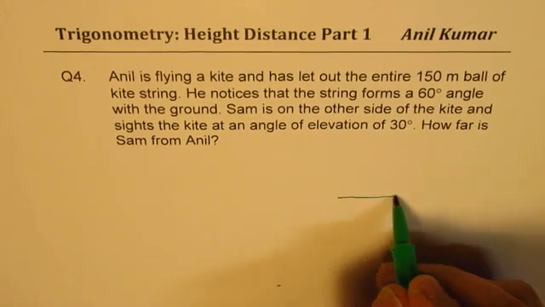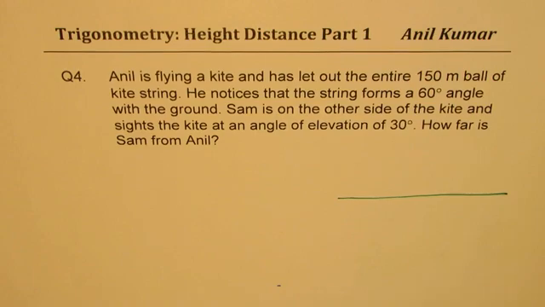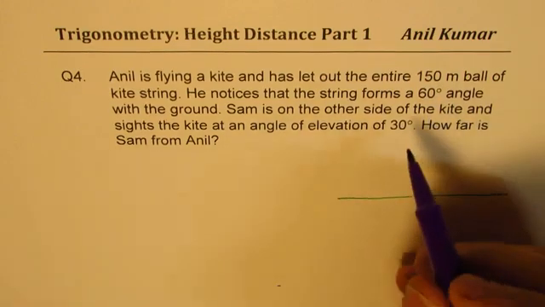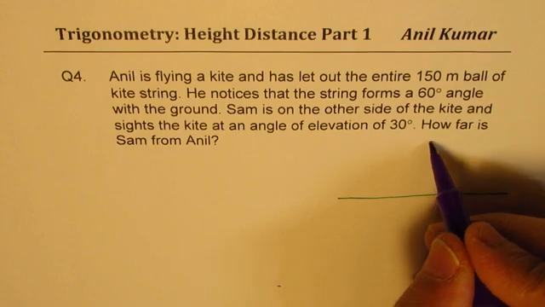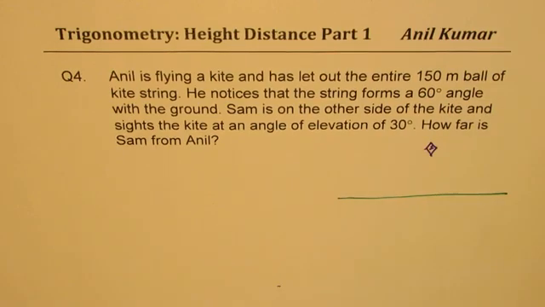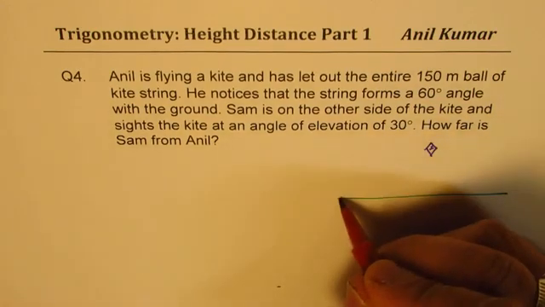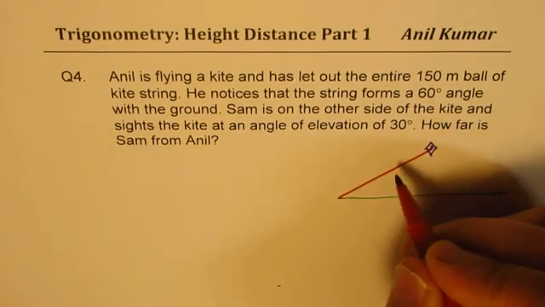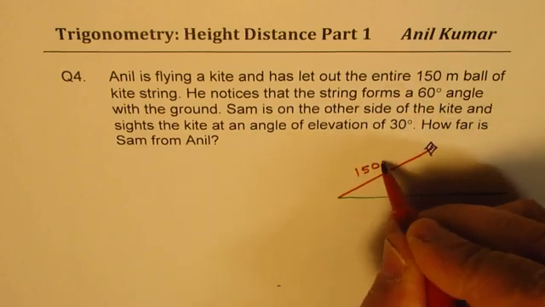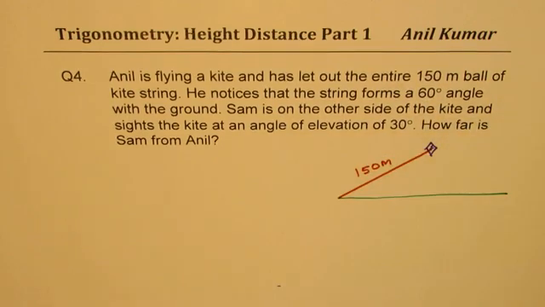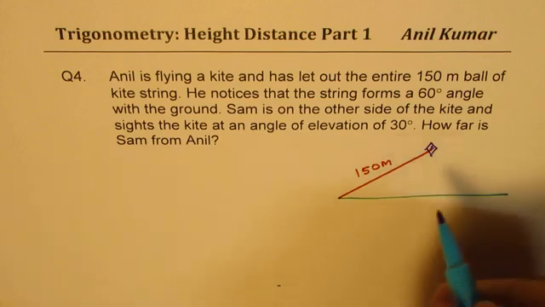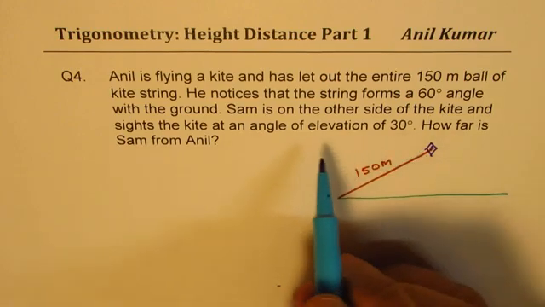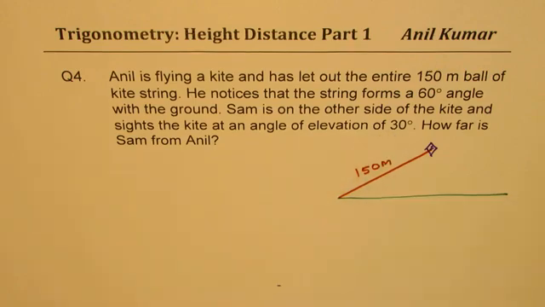So, most of the time we have been using tan ratio, but that is not always true. You'll notice this time. Now, we have a kite somewhere here, right? So that is the kite flying, and what we are given here is that Anil has let out the whole thread, and this distance is 150 meters, right? So that is the distance given to us this time. And on the other side, we have Sam, and for Sam, the angle of elevation is 30 degrees.